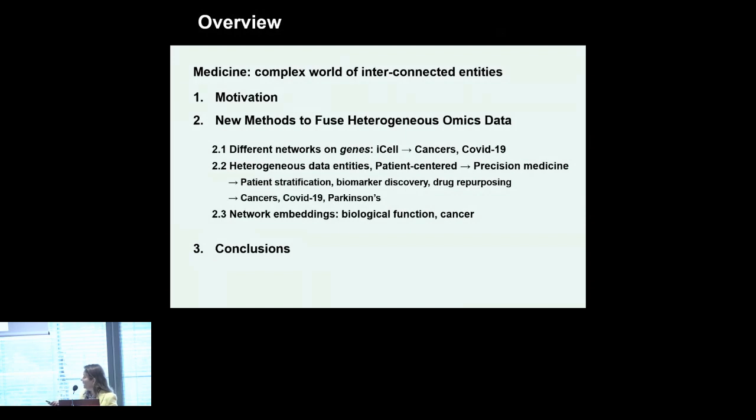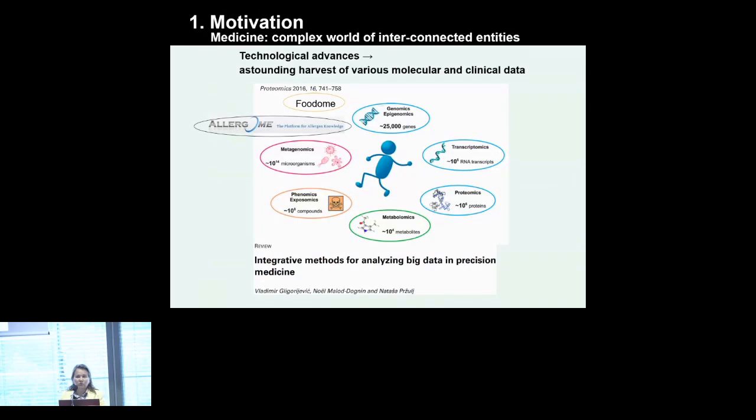And then in the end, I will talk about the newest of our directions about network embeddings and how to use it to learn about function, disease, etc. So let's slowly begin. We've seen that technological advances have yielded an astounding harvest of various molecular data, from genomes and epigenomes to transcriptomes, proteomes, metabolomes, exposomes, phenomes, even now allergomes, foodomes, all of these omes. So basically, we've been amassing the data at unprecedented rates.